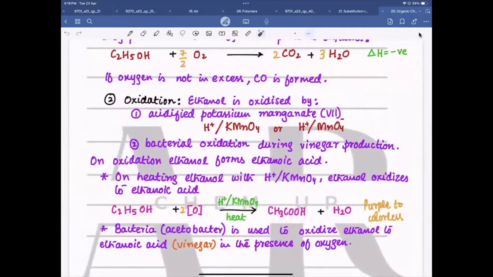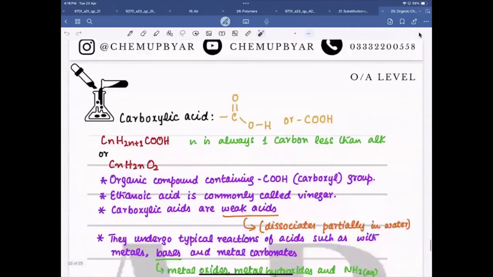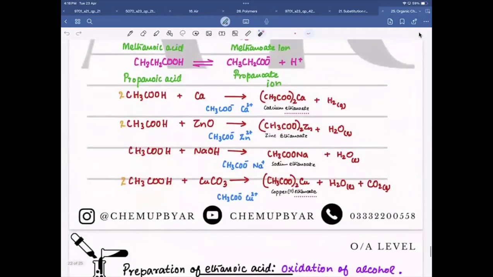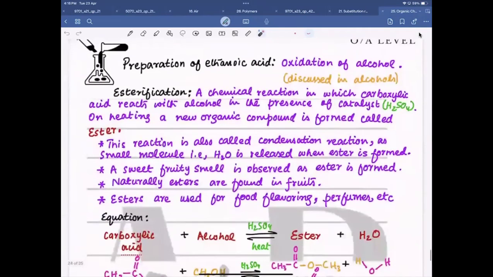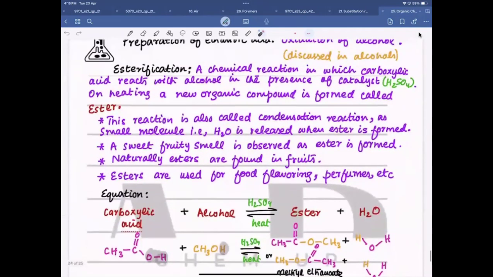So in the same way, if we oxidize any other alcohol, it will form the respective carboxylic acid. Like if you oxidize propanol, you will get propanoic acid. If you oxidize butanol, you will get butanoic acid. Is this understandable? Yes, sir.